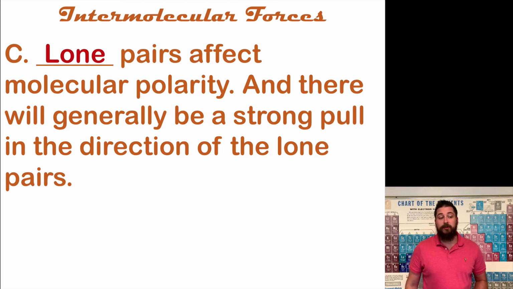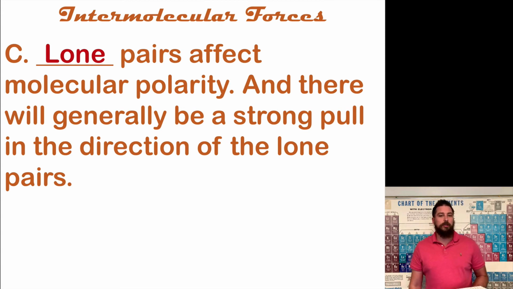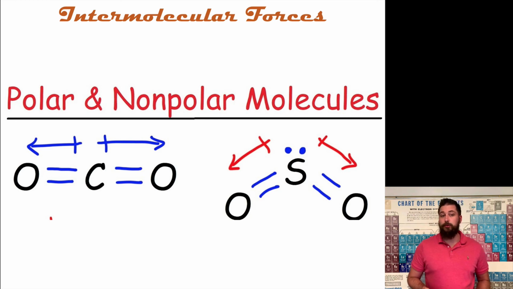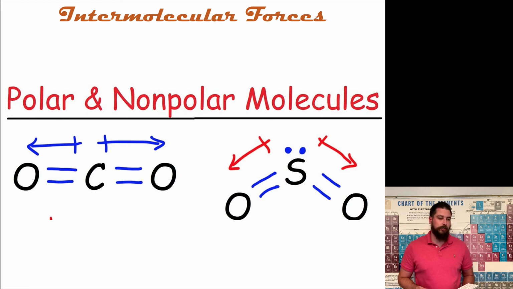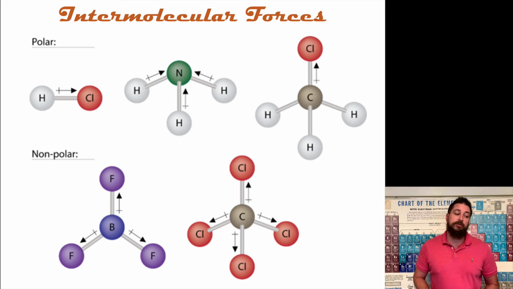All right, so lone pairs do affect molecular polarity. And essentially, if a molecule has polar bonds and the central atom has lone pairs, that will be a polar molecule. And that's because the lone pairs are going to push the bonded pairs in a way where it's going to create an overall dipole. So again, notice how in the SO2, the lone pair pushes the bonded pairs down and allows for an overall polar molecule. And you can see the same thing in the NH3.